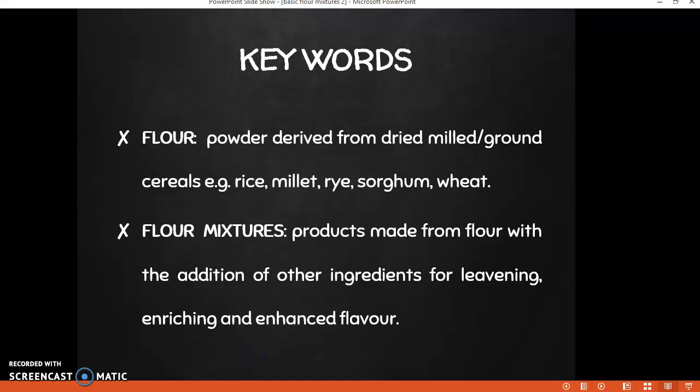Flour. It is a powder that is obtained from milling the dehydrated forms of cereals, root vegetables, and other foods. Flour mixtures are products that are made from flour by adding other ingredients that help them to rise, enrich them, and also enhance the flavor.